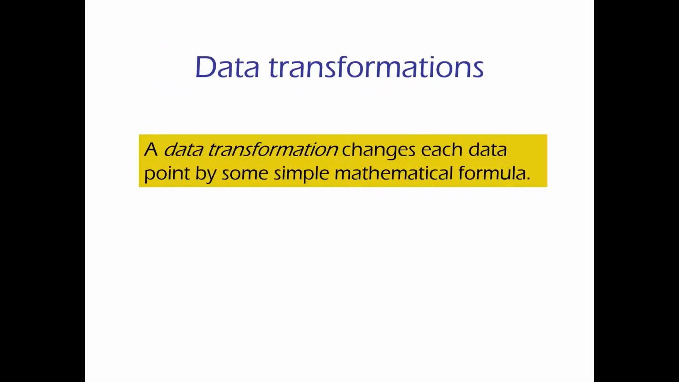Another option we have when the normal distribution assumption is not met is to do data transformation. To do so, we need to make sure that the transformation changes each data point by some mathematical formula. In other words, we have to apply the formula to each data point in our dataset.